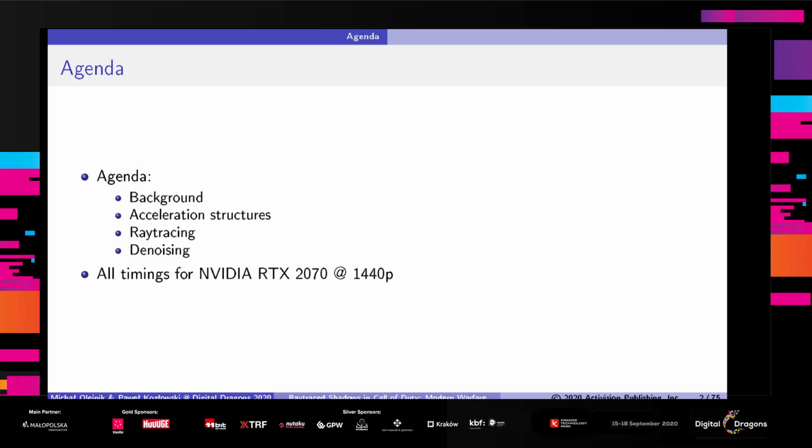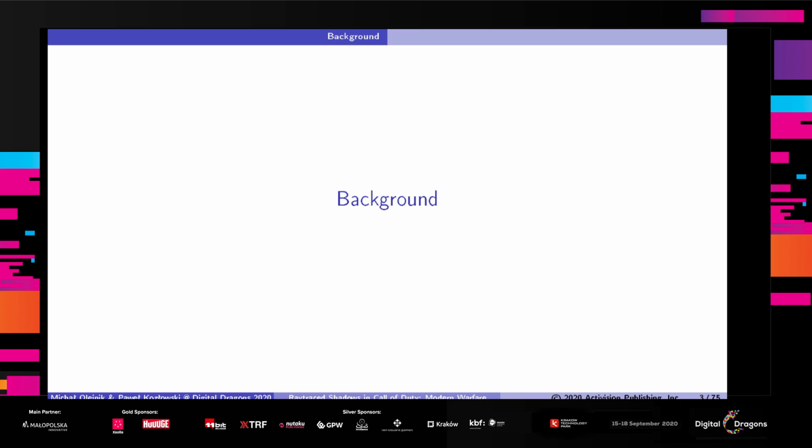Note that any timings given during this presentation were collected on an NVIDIA RTX 2070 at 1440p rendering resolution. Let's begin with some background.